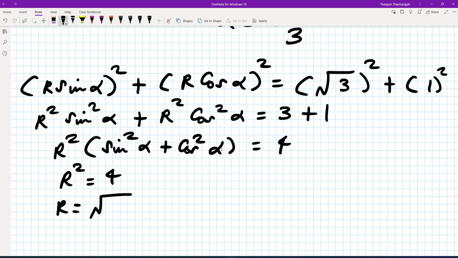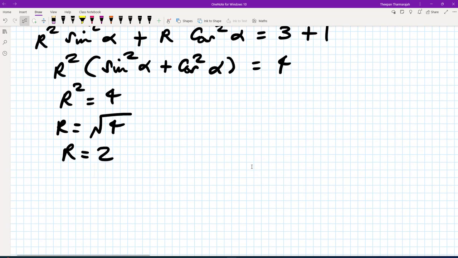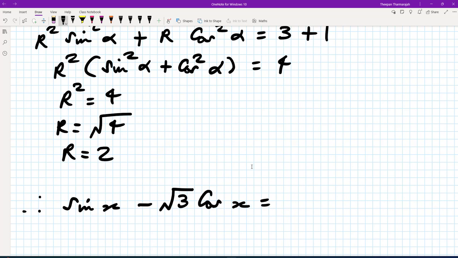r is the square root of 4. r equals 2. So we can say, therefore, we could write sine x minus root 3 cos x as follows: 2 sine x minus pi over 3.